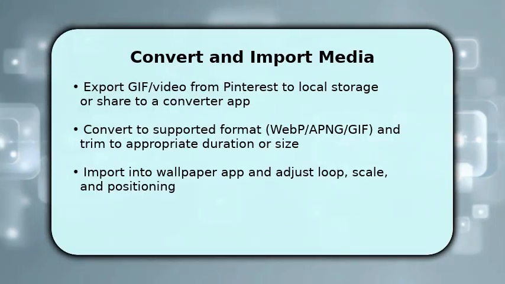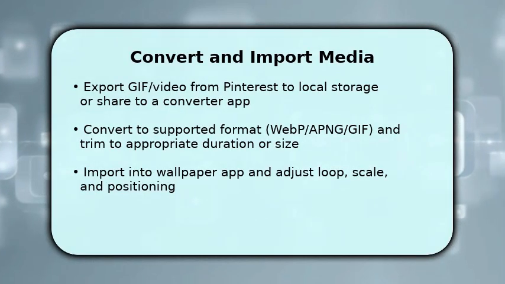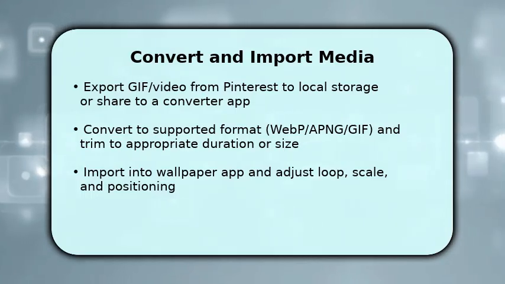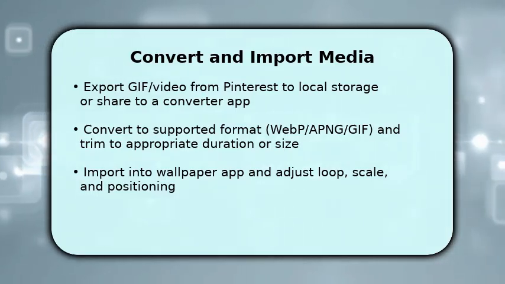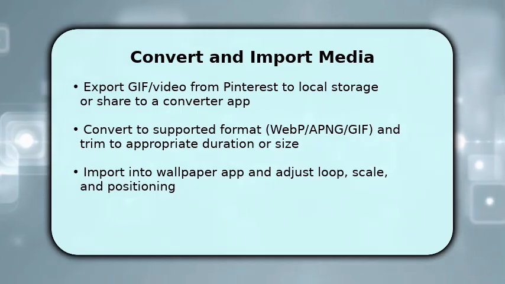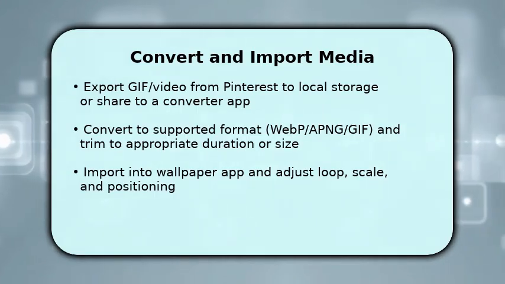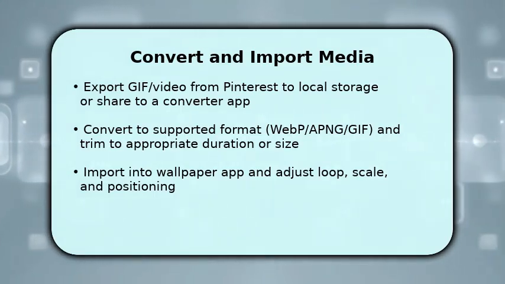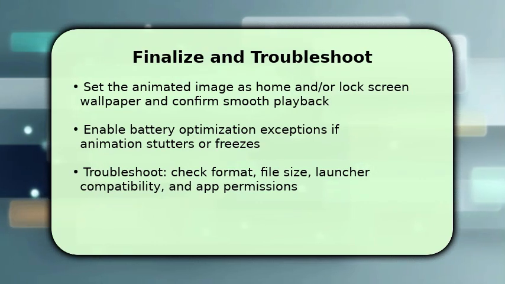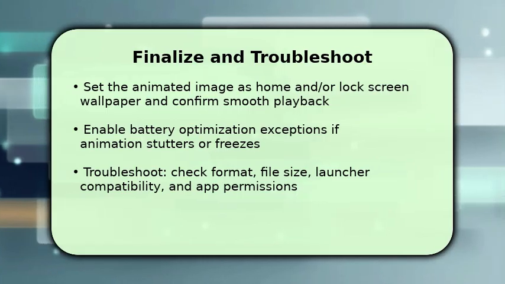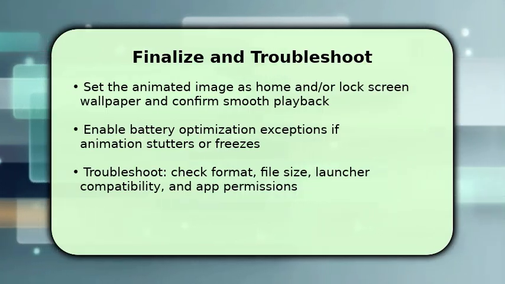Then open your live wallpaper host, choose the imported file, and adjust scale, crop, and looping settings. Make sure to preview on home and lock screens so you see how motion, alignment, and brightness interact before setting it globally. Finally, apply the wallpaper and confirm it plays smoothly across your home and lock screens. Set it only for home if the lock screen has restrictions.